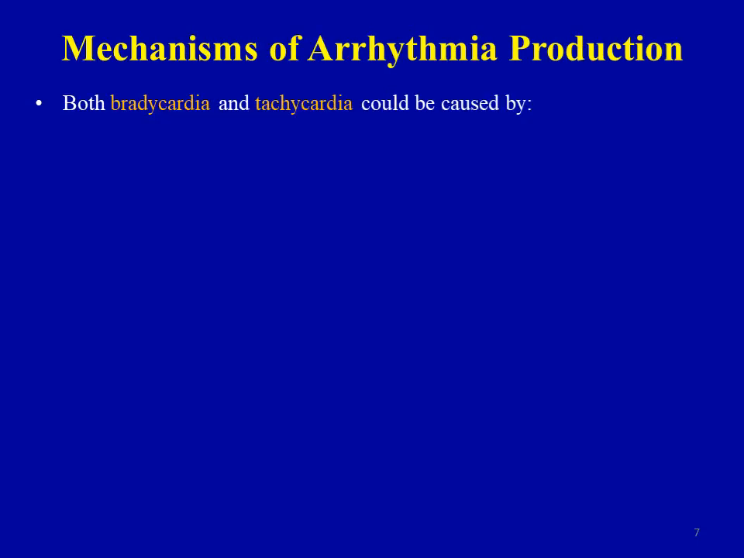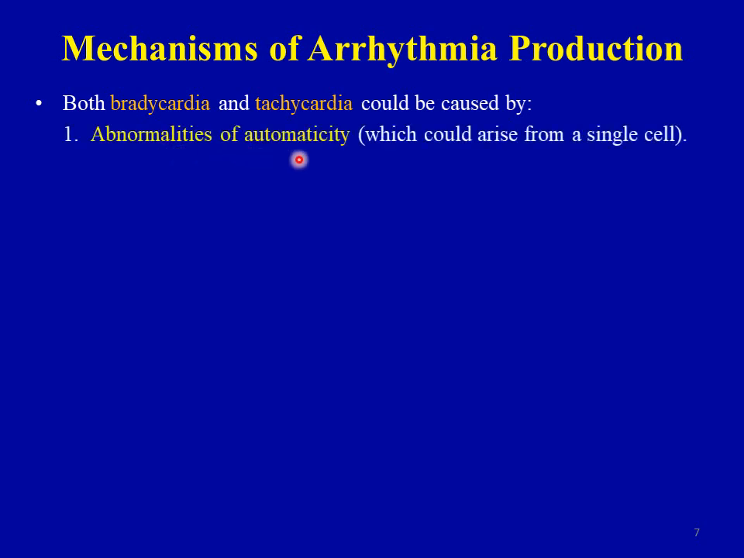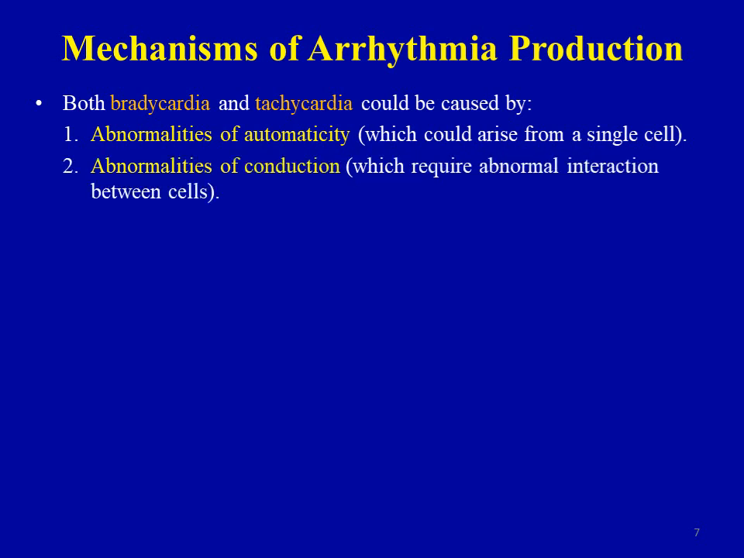Both bradycardias and tachycardias, or bradyarrhythmias and tachyarrhythmias, could be caused by either abnormalities of automaticity, which could arise from a single cell, or abnormalities of conduction. There is abnormality in the impulse conduction down the conduction system, and this requires abnormal interaction between the cells. So bradycardias and tachycardias can arise from abnormalities in automaticity or conduction or both together.